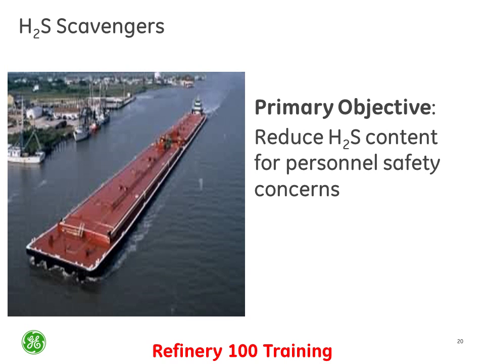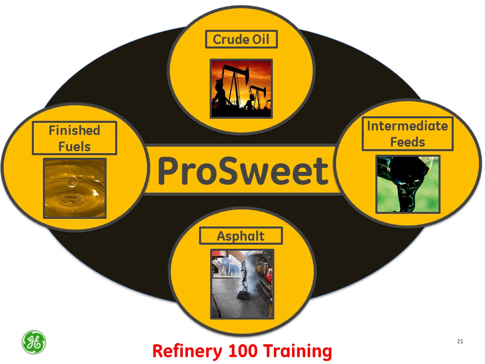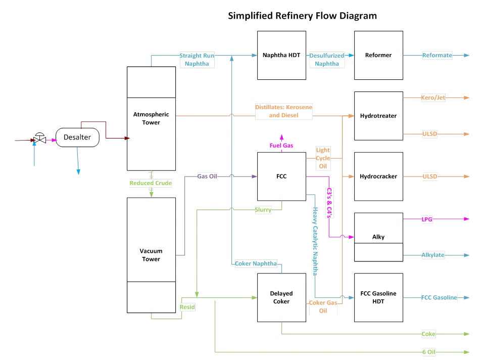H2S scavengers is a special category sold under the ProSuite brand name that is added to either finished products, intermediates, or crude oil to reduce the H2S content of the vapor space above the product during transit. And as I said, those are called ProSuite products, and they fall into four broad categories for finished fuels, crude oil, intermediates, and asphalt. Back to our flow diagram, we're going to quickly review.